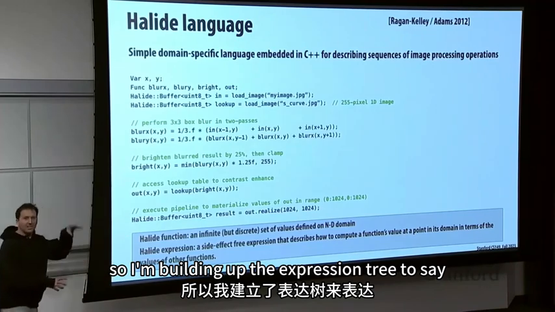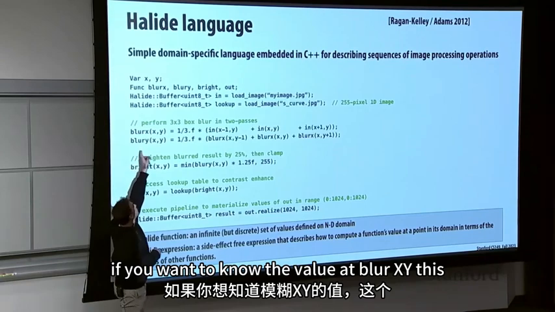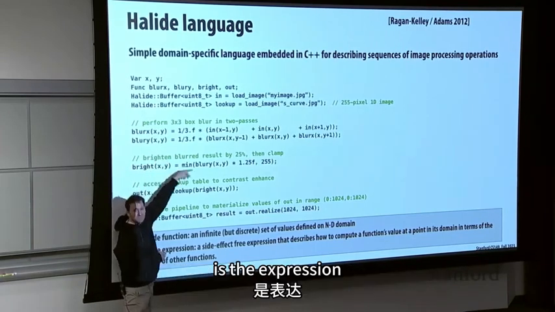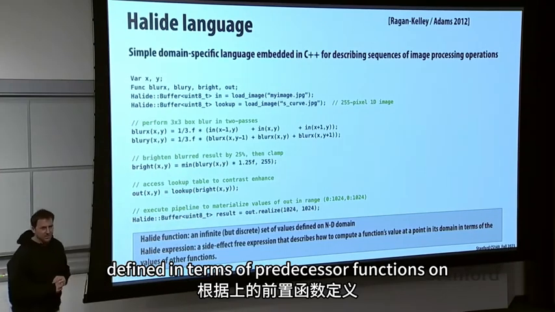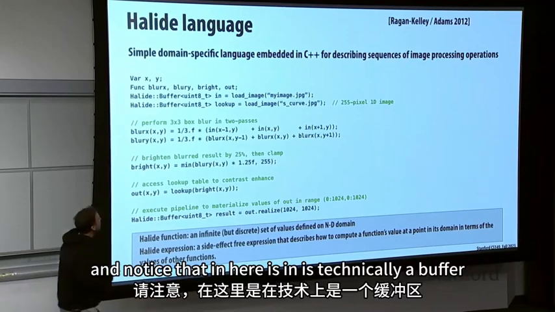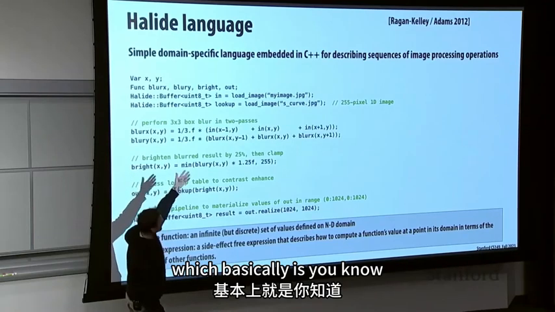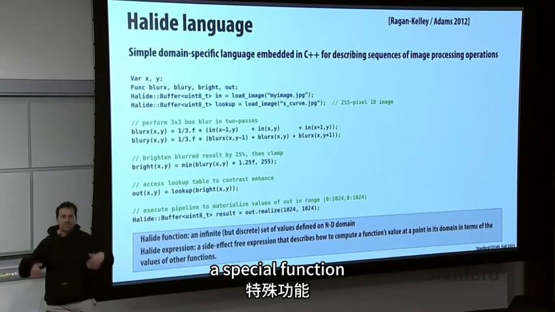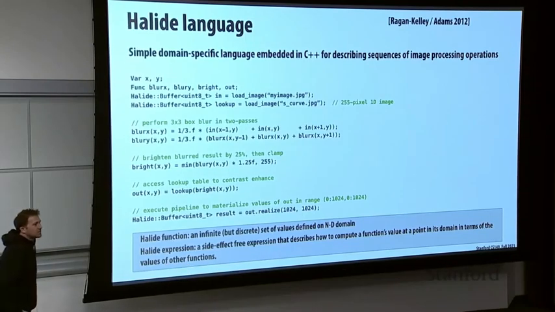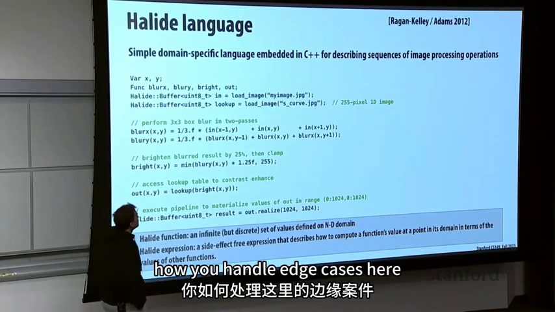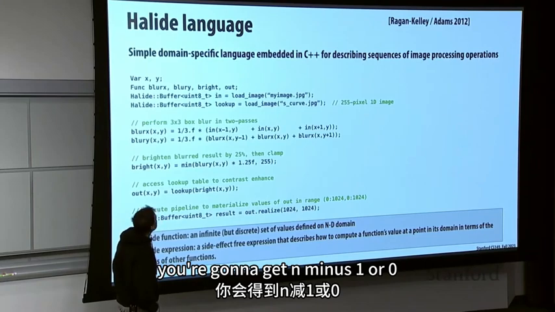So I'm building up the expression tree to say, if you want to know the value at blur xy, this is the expression defined in terms of predecessor functions on how you get it. And notice that in is technically a buffer, which is a special function that was loaded from the actual input data itself. Yes? I'm curious how you handle edge cases here, because if you put x and y as zeros, you're going to get n minus 1 or 0.